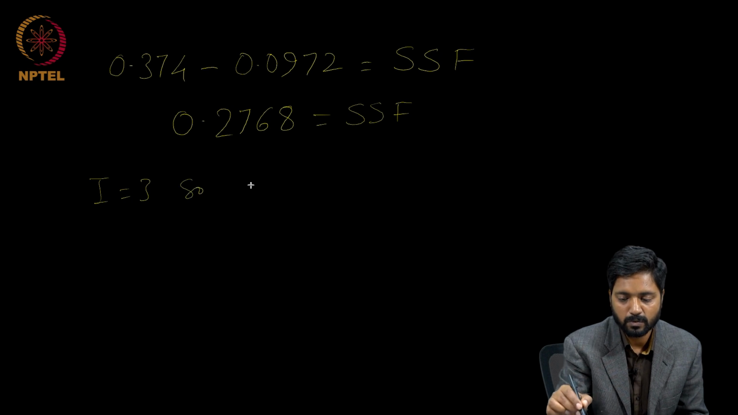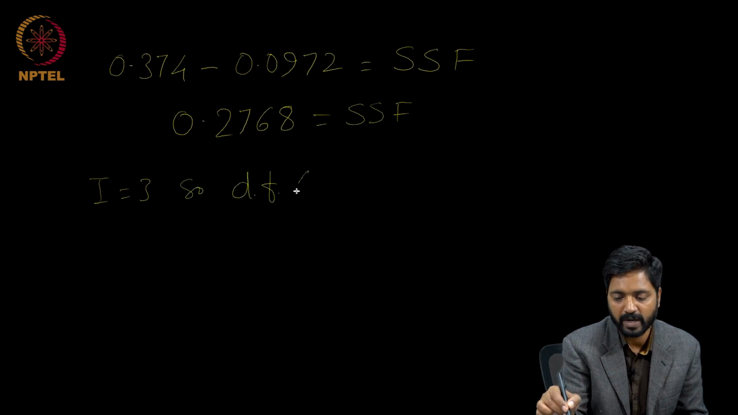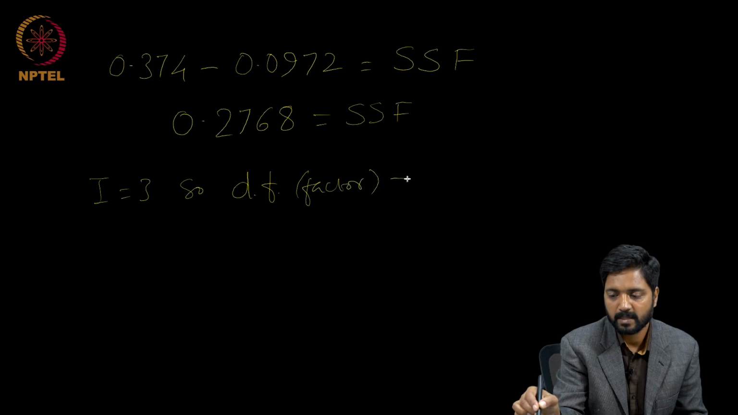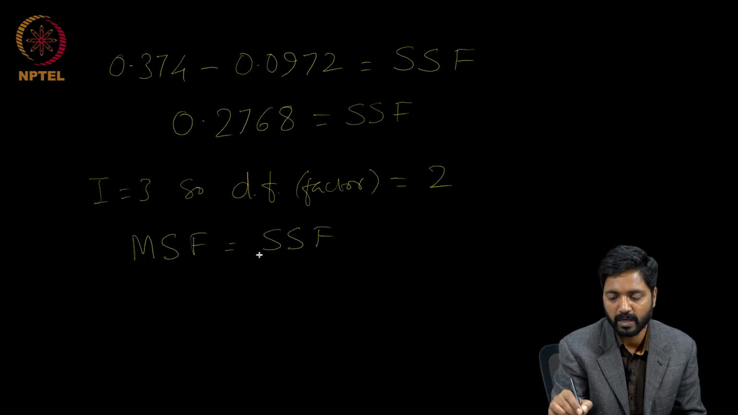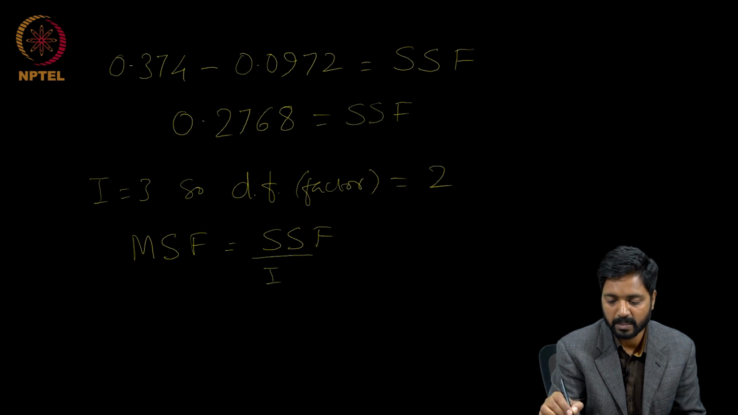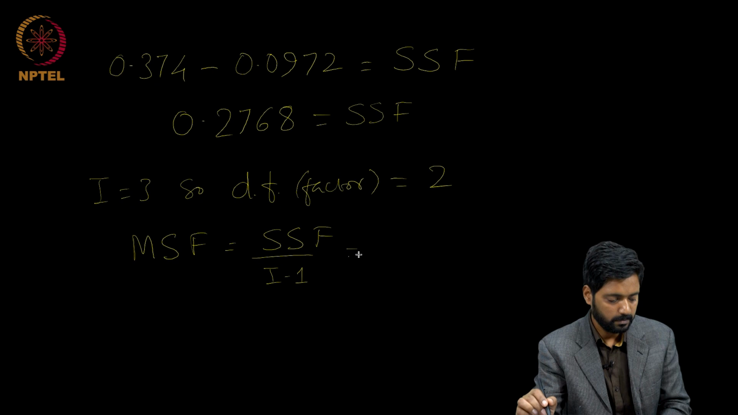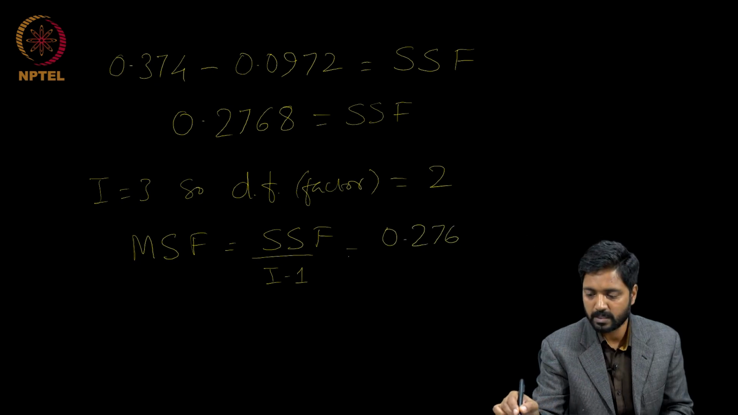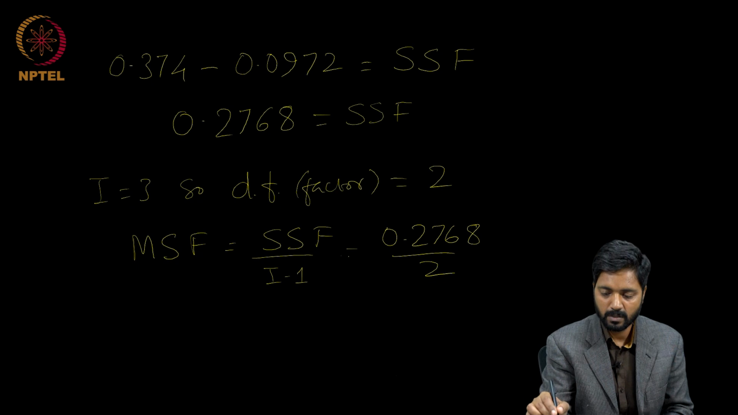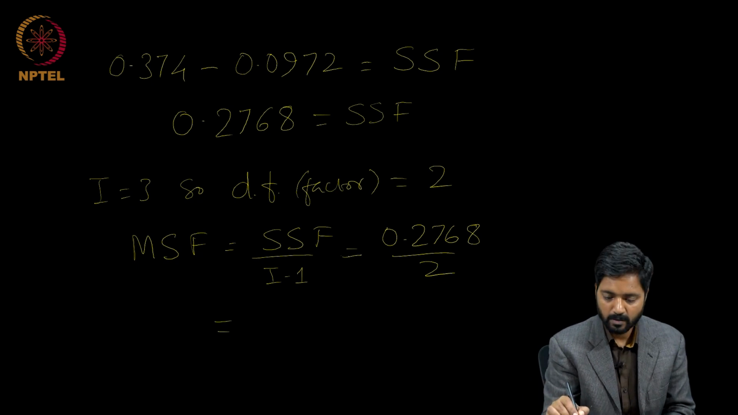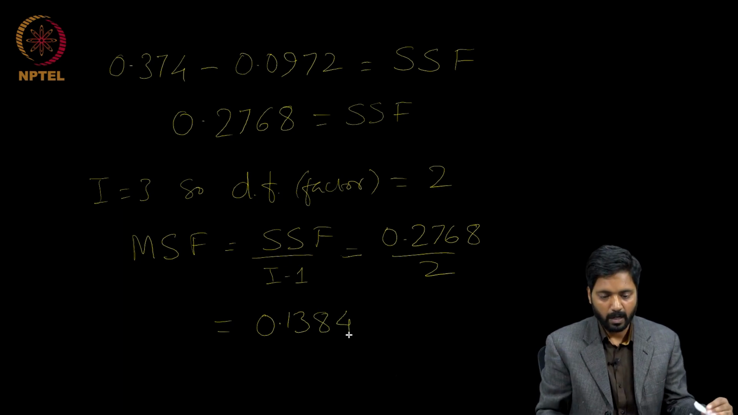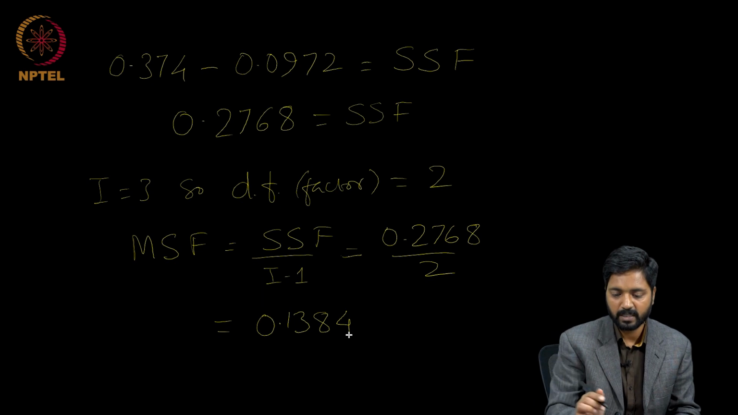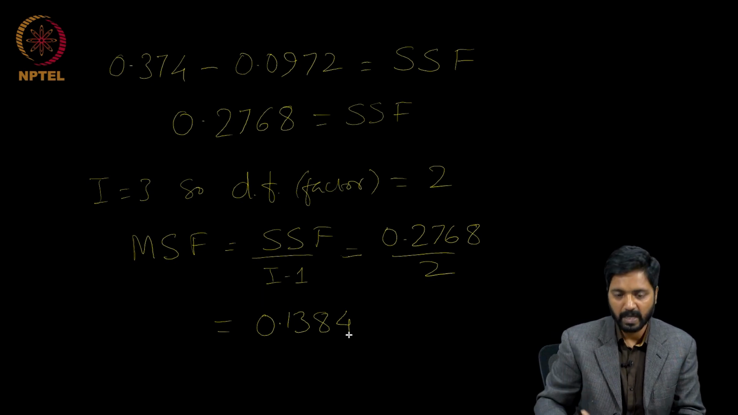Now we have the SSF value, and we also know that I is equal to 3. So the degrees of freedom for factor is 2. This gives us the mean square factor, which is equal to SSF by I minus 1, which is 0.2768 divided by 2, and this turns out to be 0.1384.